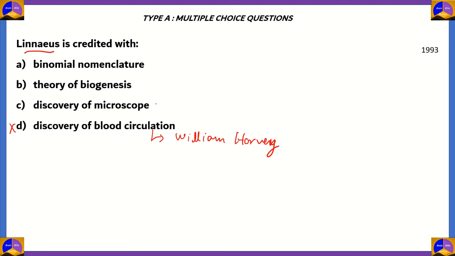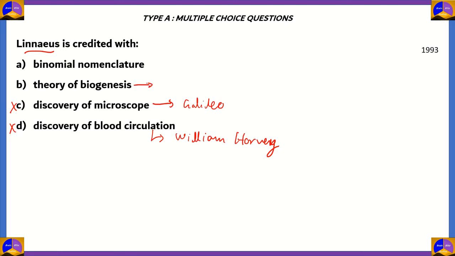Option C is discovery of microscope. This has been attributed to the scientist Galileo, but there are also others such as Jacob Jacobius Johnson, who has been credited with the discovery of the microscope. So that means option C is also incorrect.